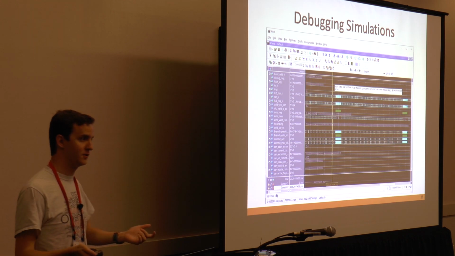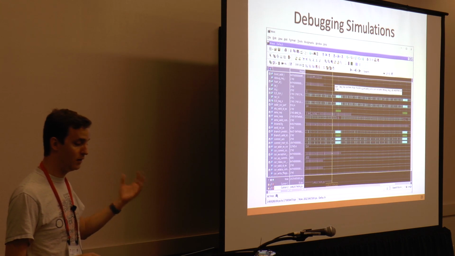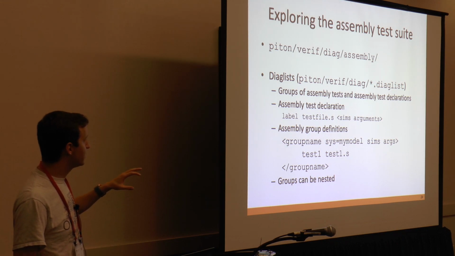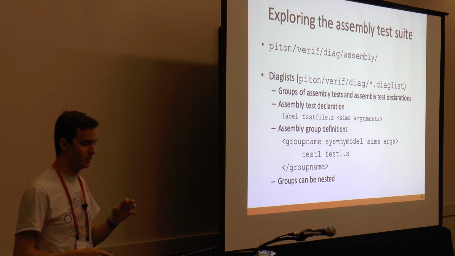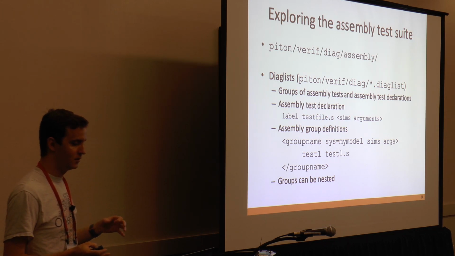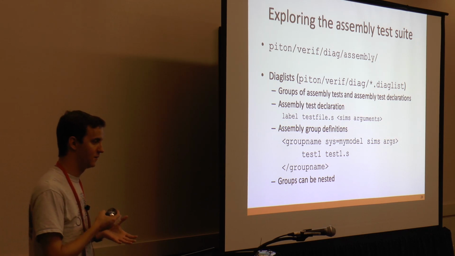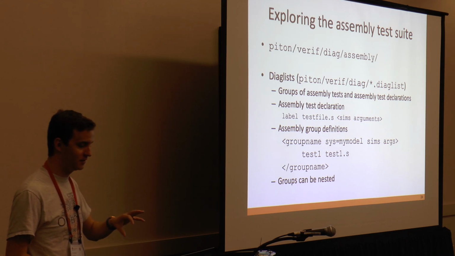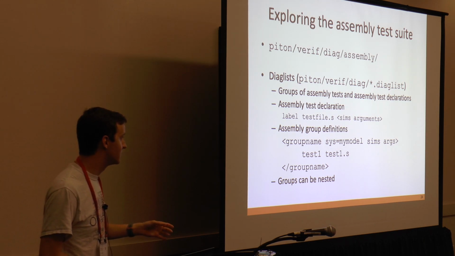So now that we passed our first test, we can talk about more of the tests that we have included in our assembly test suite with OpenPiton. A lot of your assembly tests are going to be found in the Piton Verif diag assembly directory. These are composed of diag lists. Any file ending in .diag list is a list of tests that we have that go well together: the group of assembly tests and the declarations of the assembly tests themselves.